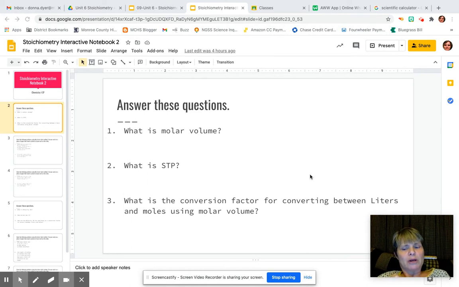Okay, so today we're going to be talking about volume. And there are two things that we can use to convert volume to moles or moles to volume. And again, when we're talking about volume here, we're mainly going to be talking about liters. One of those things that we can use to convert between moles and volume or volume and moles is molar volume.